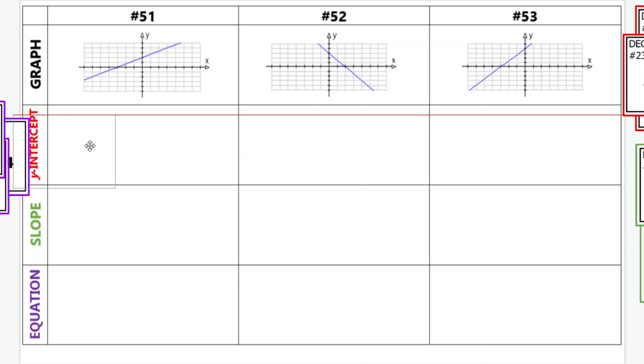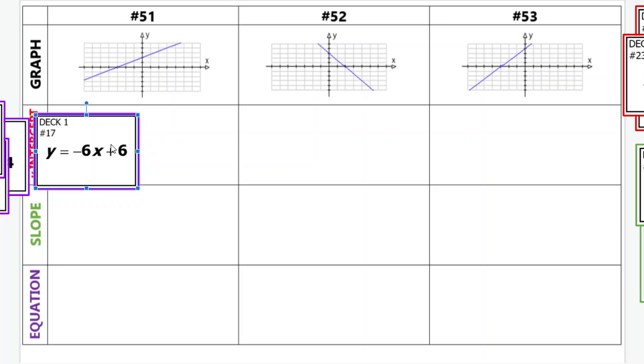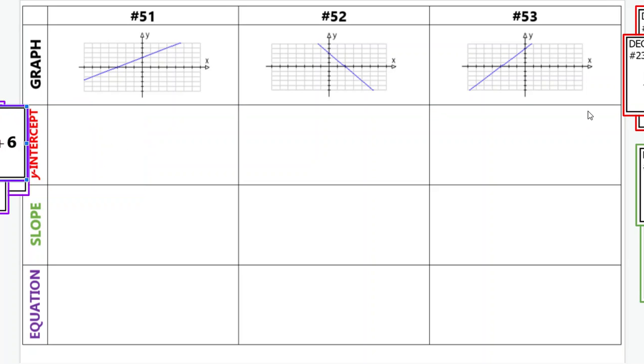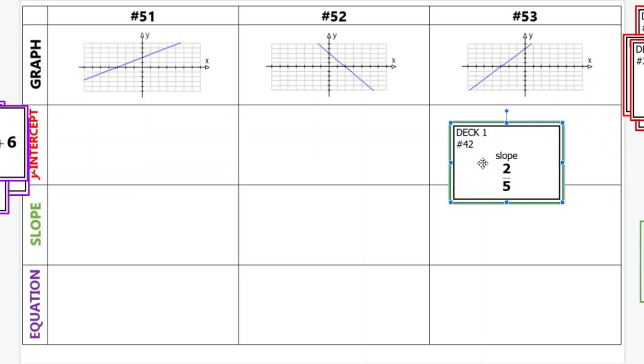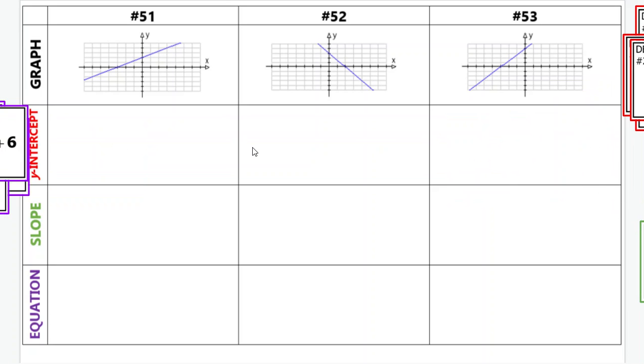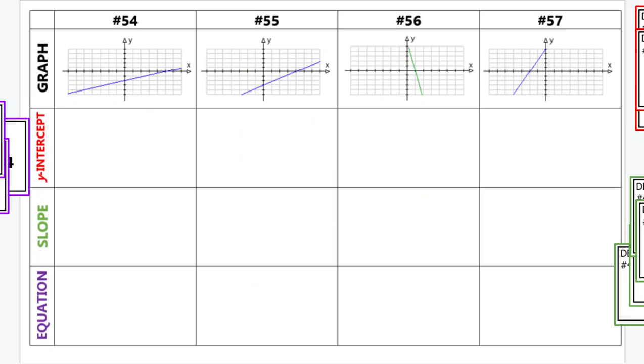And over on the sides, it's kind of hard to see on here, but on the left, there's equations, and on the right, there's y-intercepts, and there are slopes. So you're going to find the y-intercept, which is this first column here, for each graph. And then you're going to find the slope for each graph, and then find the equation for each graph. Okay, there are 2 different slides for that. There's 3 to do on the first slide and 4 to do on the second slide.